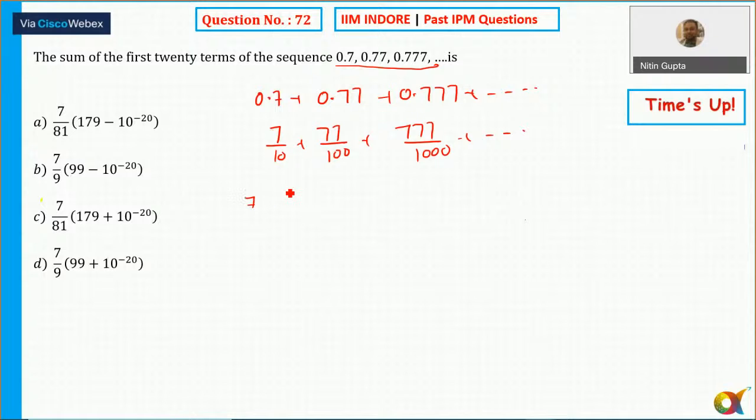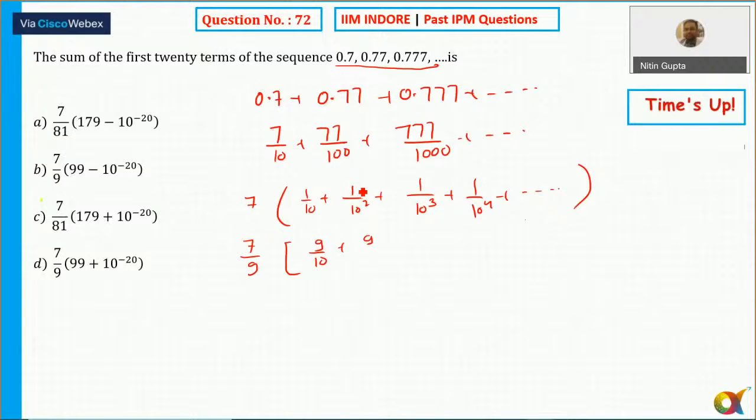Take out 7 and 1 by 10 plus 100 is 1 by 10 square, 1000 is 10 cube, and so on. All right, this will be done. Now after that multiply, so 9 into 9 by 10 plus this is 11 by 11, triple 1 and 4 times 1. So double 9 square is 1 by 10 cube and so on.